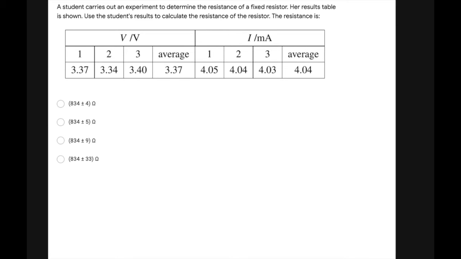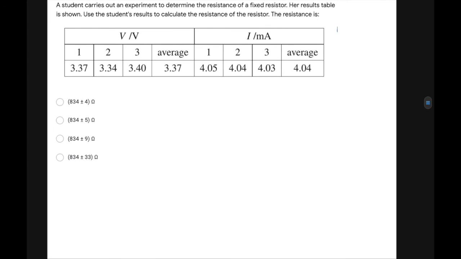Now we're looking at having repeat readings and using those to find our uncertainties. Remember, the absolute uncertainty from a range of readings is plus or minus half the range. That's how you determine the uncertainty when you have a set of repeat readings.